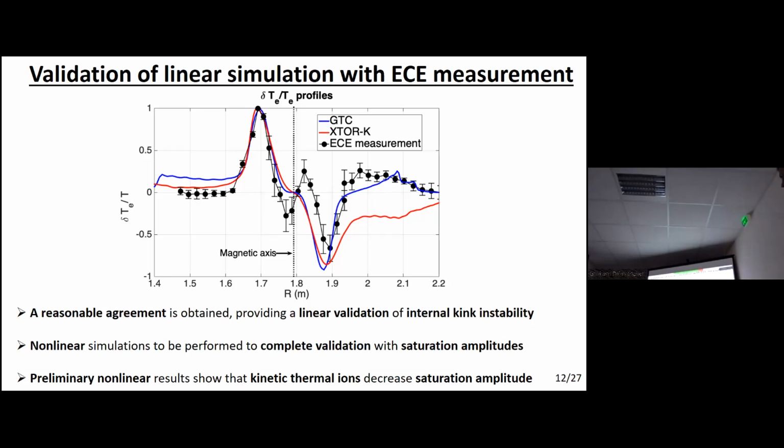And we have some preliminary results that show that the inclusion of kinetic thermal ion decreases significantly the saturation amplitude compared to ideal MHD or resistive MHD.